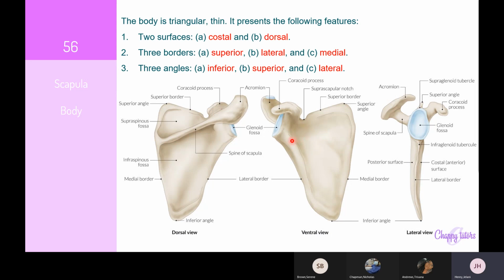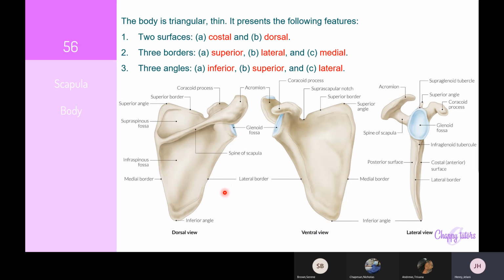It also has 3 borders. You have a superior border along here. You have a lateral border along here. And you have a medial border. So the medial border is on the medial side of the scapula. The lateral border is on the lateral side of the scapula.